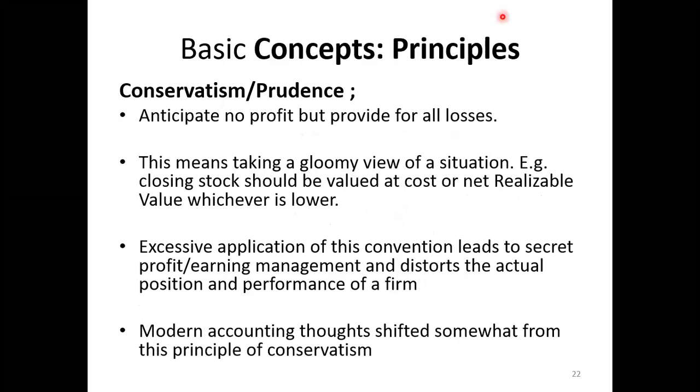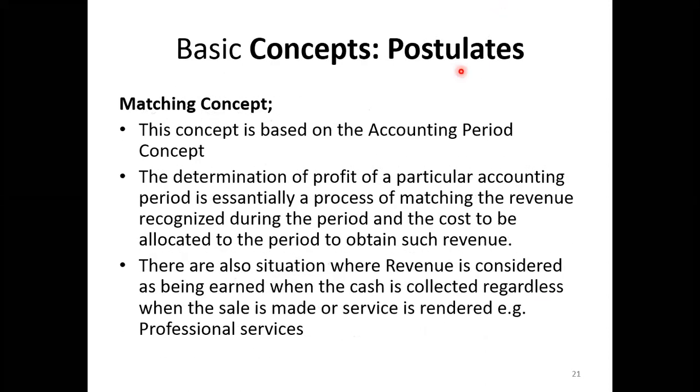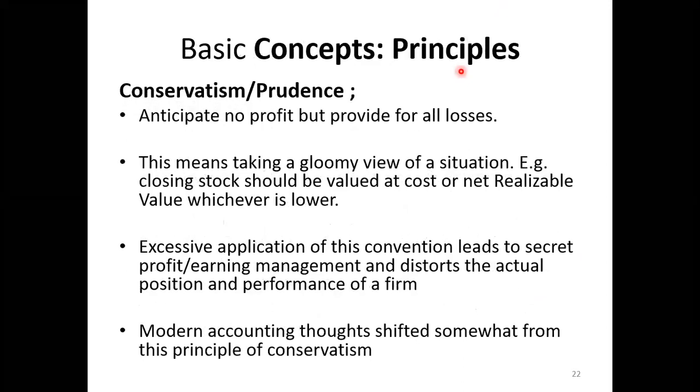Now we'll move to the principles. Earlier we discussed postulates. Now we move to the principles. Conservatism, prudence, sometimes called precaution. Normally, accountants do not give preference to profits, but they make arrangements for losses. So accountants give more weight to loss than to profit. So anticipate no profit, but provide for all losses. This means taking a gloomy view of the situation.